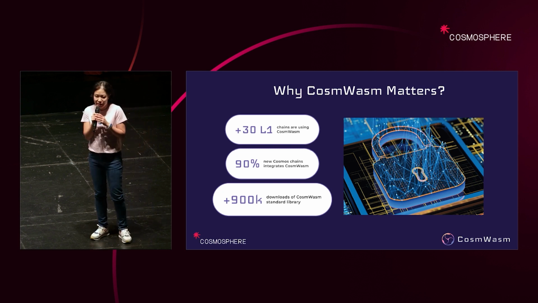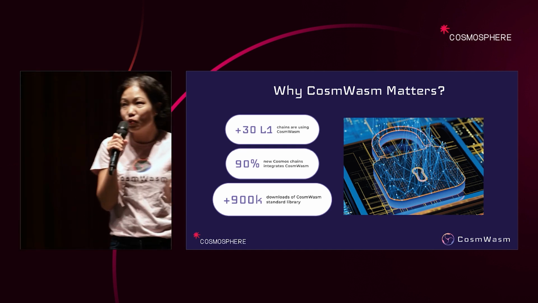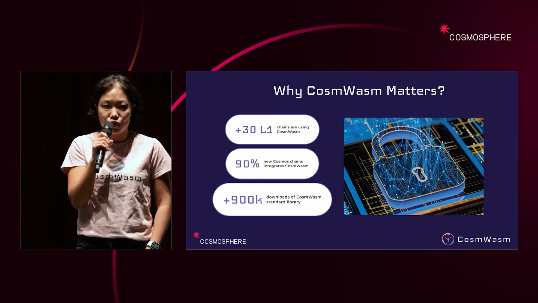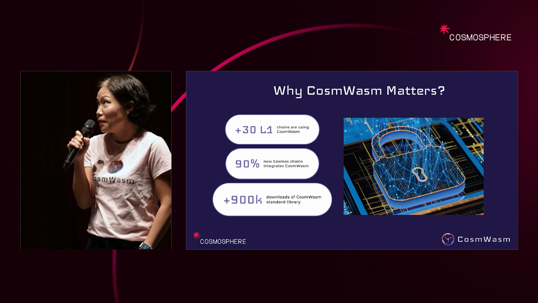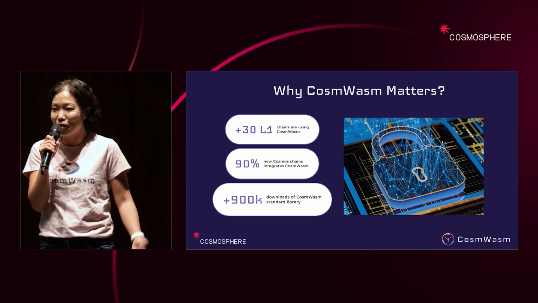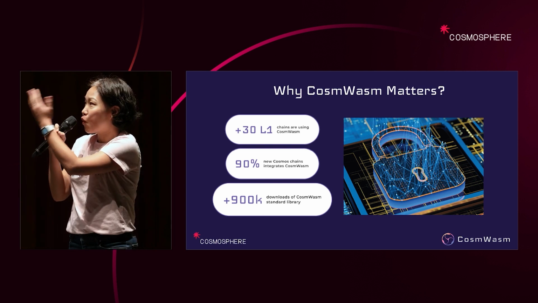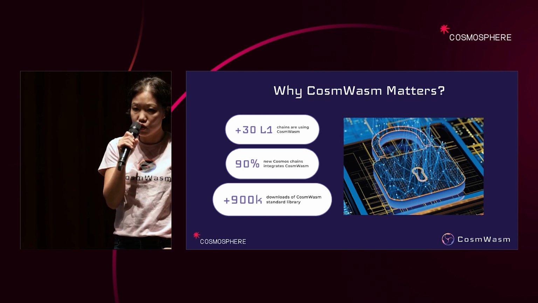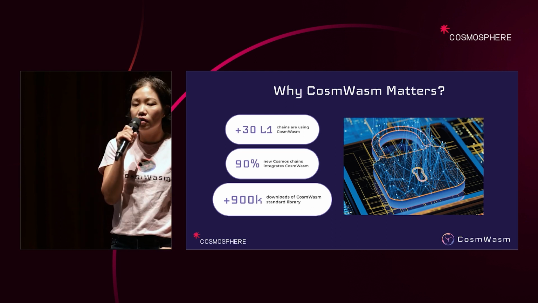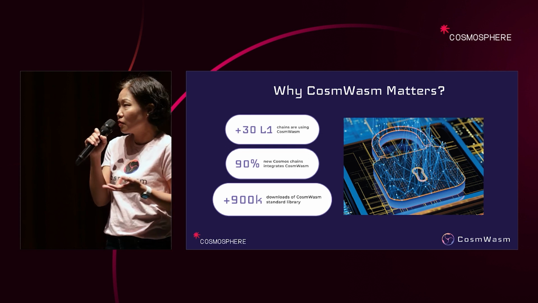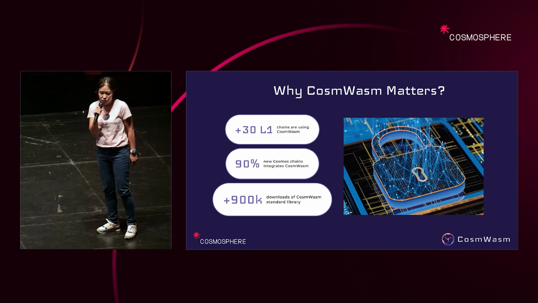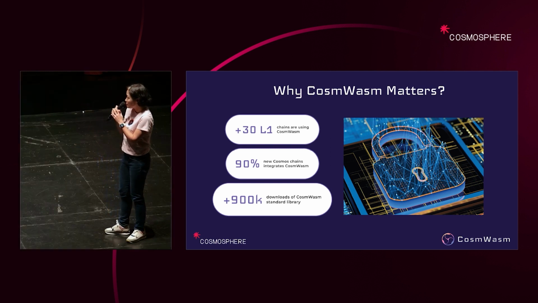Because I personally think CosmWasm is basically Cosmos' identity. We'll see later that there are other ecosystems, but they lean more toward the Ethereum virtual machine, EVM. But CosmWasm is basically Cosmos. There are over 30 chains in Cosmos using CosmWasm, and 90% of new chains have CosmWasm baked in from the beginning. And look, there are more than 900,000 downloads of the CosmWasm standard library.